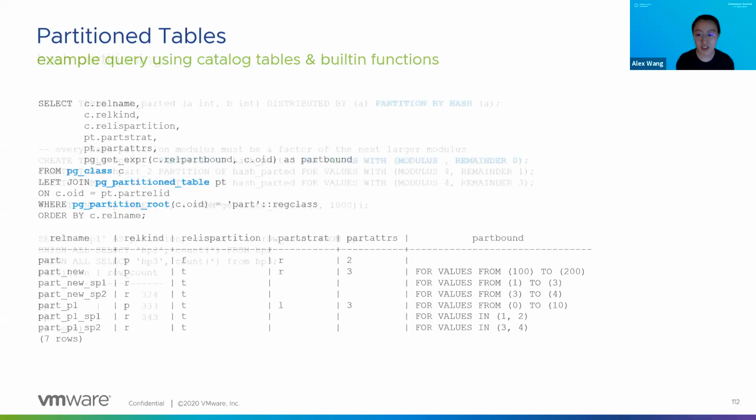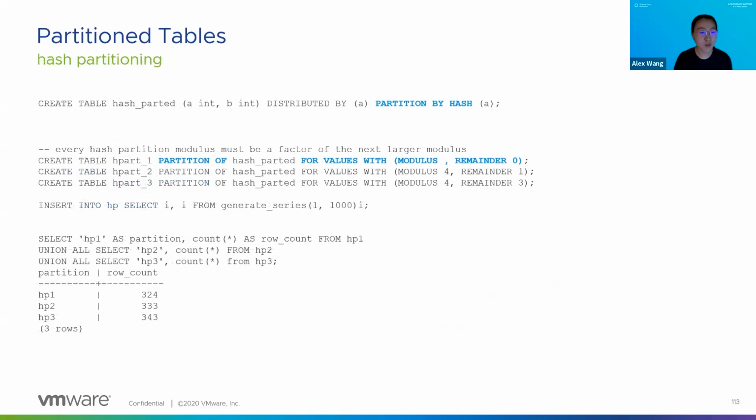And next slide. We will also support hash partitioning as a new partition strategy. And if you are curious, hash partitioning is particularly useful to maintain a controllable number of partitions and to divide data evenly among all the partitions. So in this example, we created three hash partitions. And as you can see, the row count numbers are pretty close among all three partitions. And I think this is all I have for partition table.